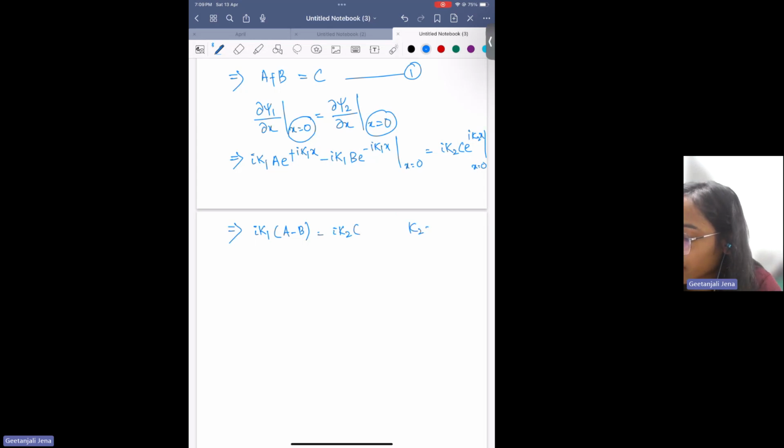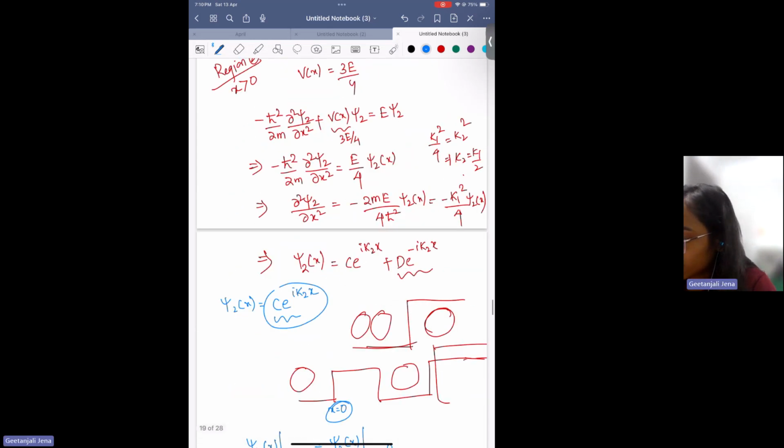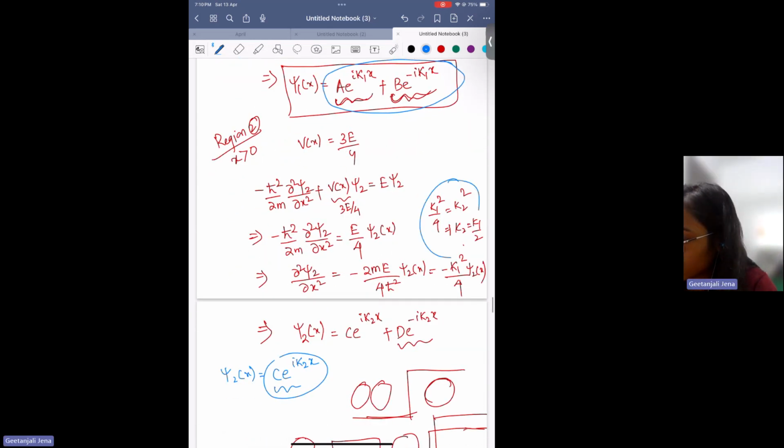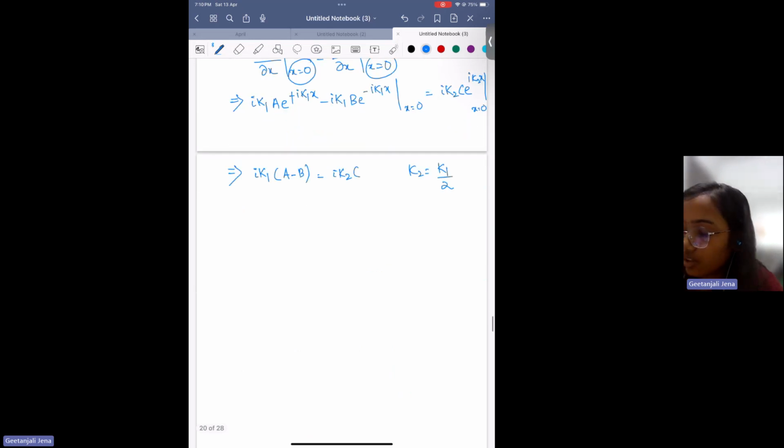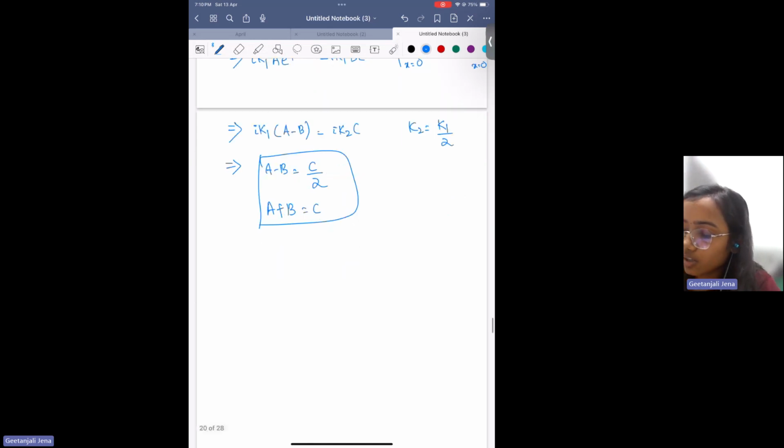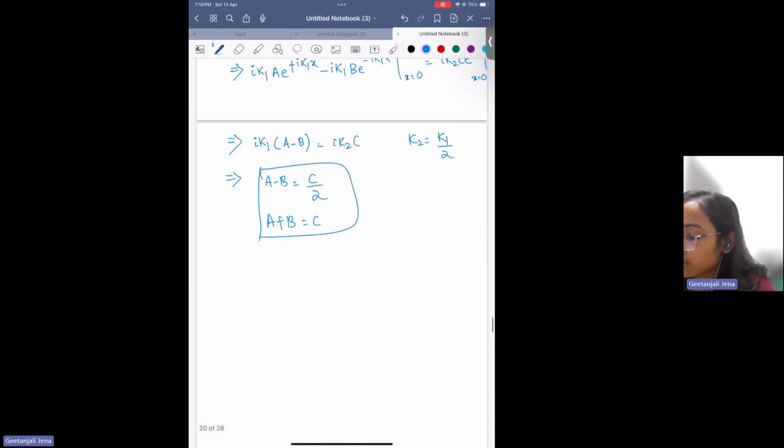Now k2, you know, is nothing but k1 by 2, right? You get it from here: k2 is k1 by 2. So if you put it, you will get a minus b equal to c by 2. So we get one equation a plus b equal to c, and another one, a minus b equal to c by 2.